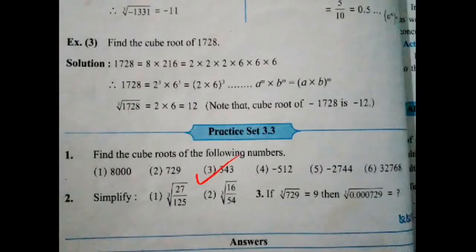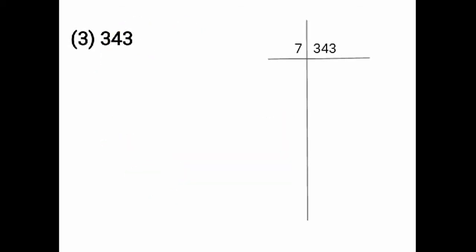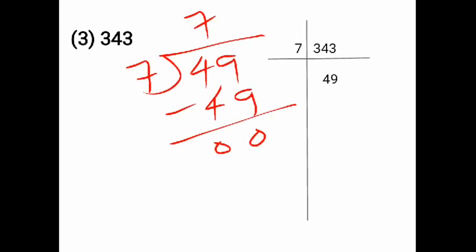Next, 343. 343 is going in the 7 table. I have already divided 343 by 7. I am getting quotient 49. So 7 into 49. Number 49 is only divisible by 7. So again you have to divide 49 by 7. That is 7 sevens are 49.